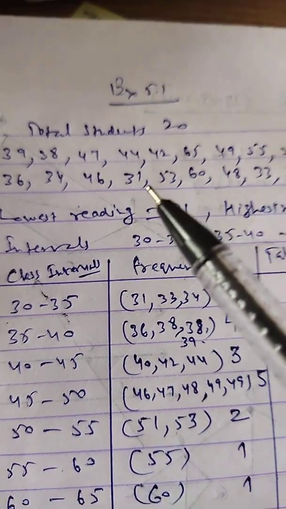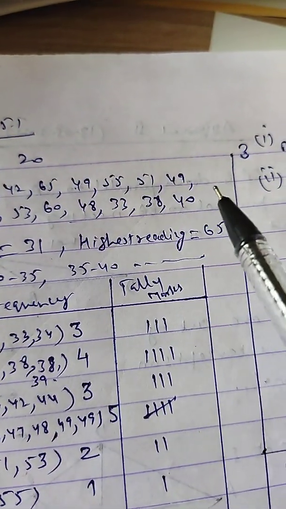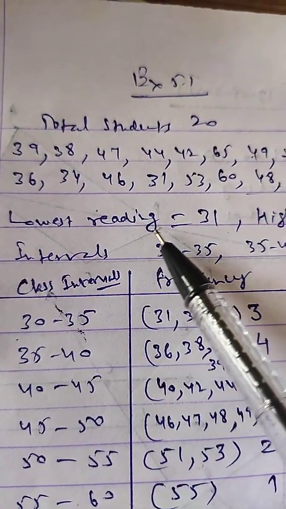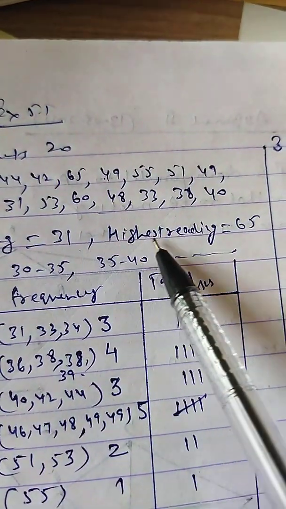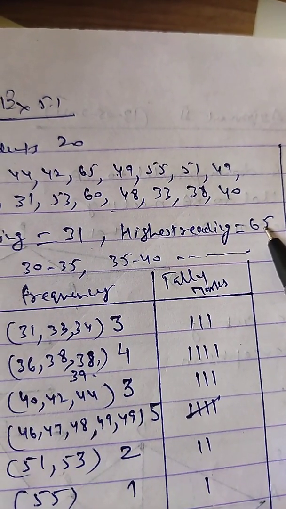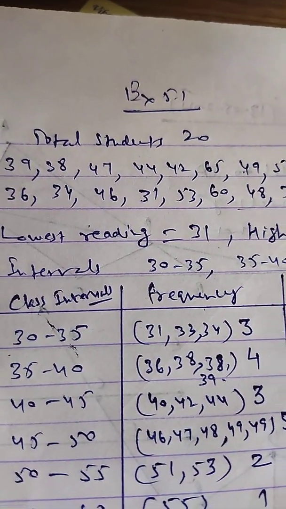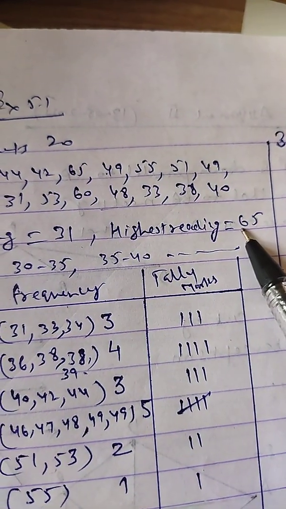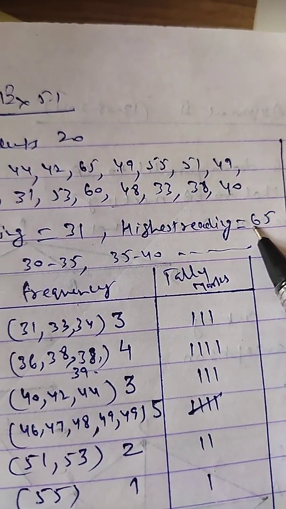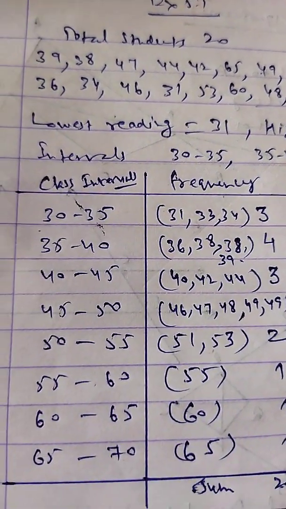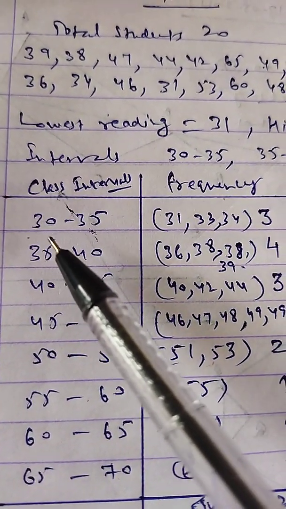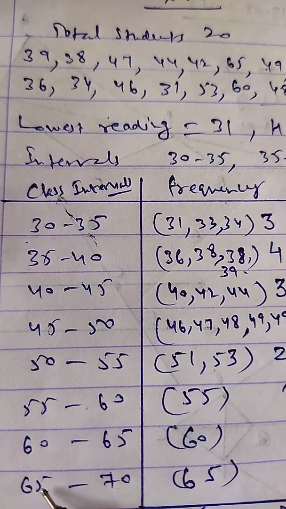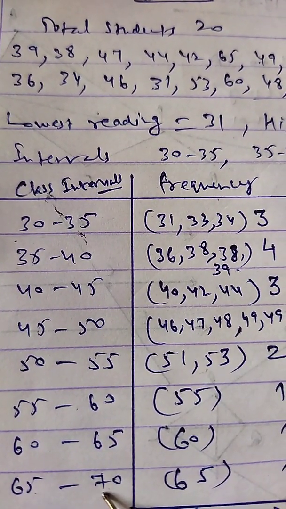You have to see what is the least reading in this data. So that I have written here. The least reading is 31 and the highest reading is 65. So that's why I have to start with 30. If my highest reading is 65, that will be falling somewhere in 65 to 70. So my first class interval will begin with 30 to 35 and will end with 65 to 70.